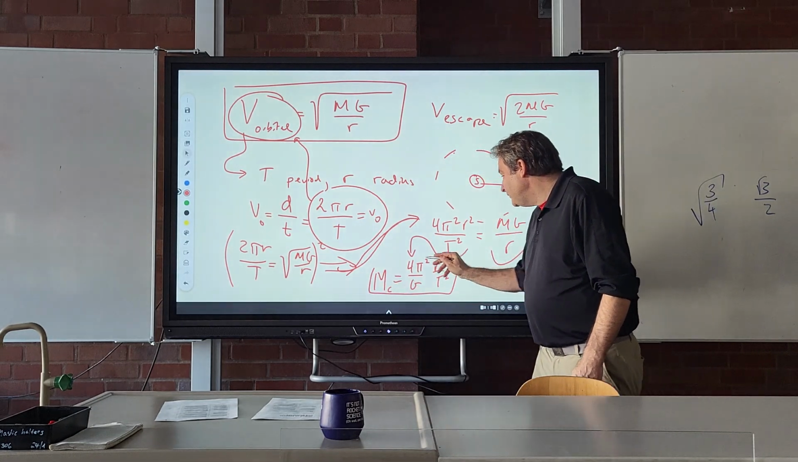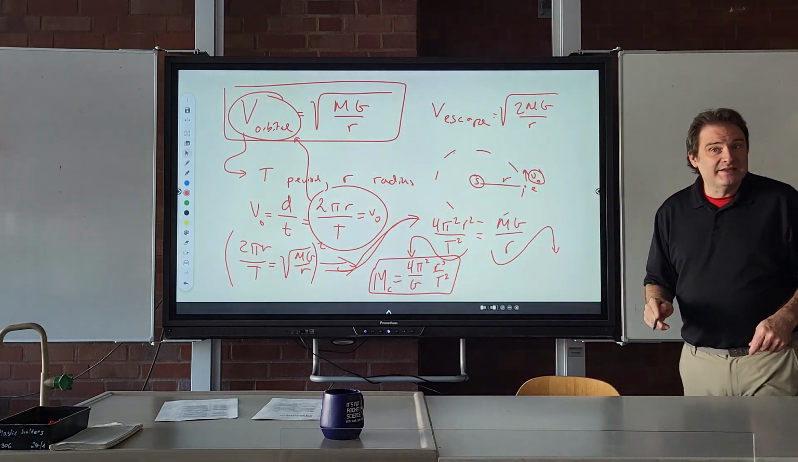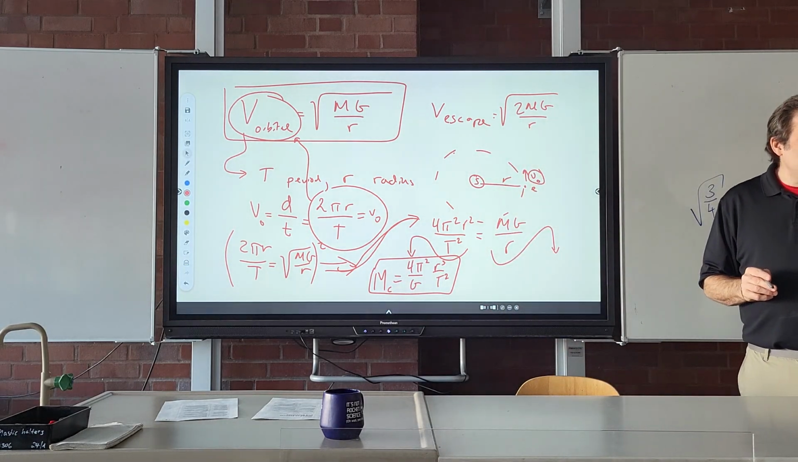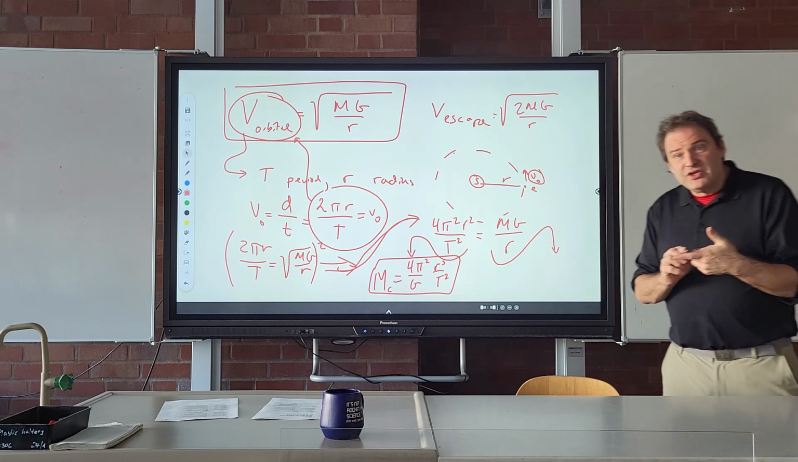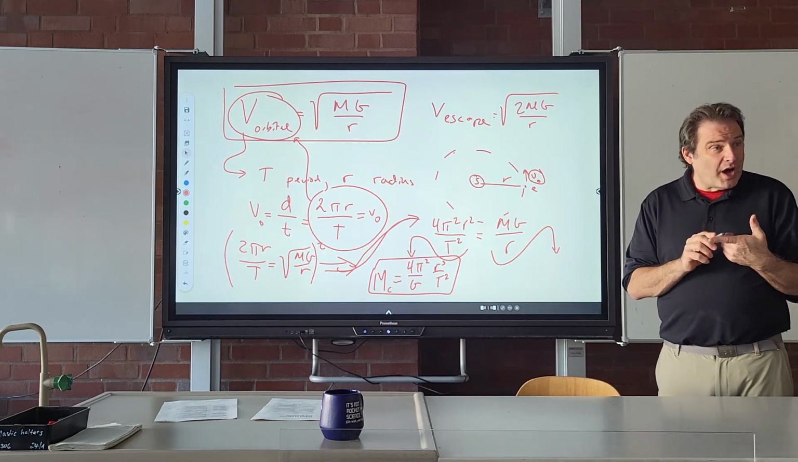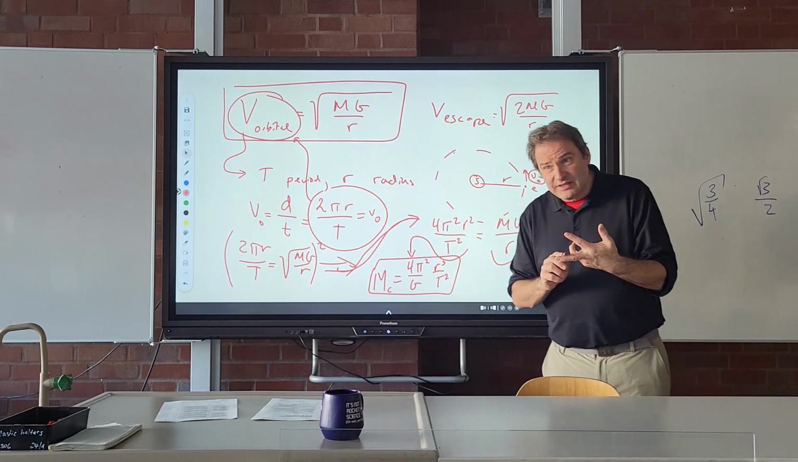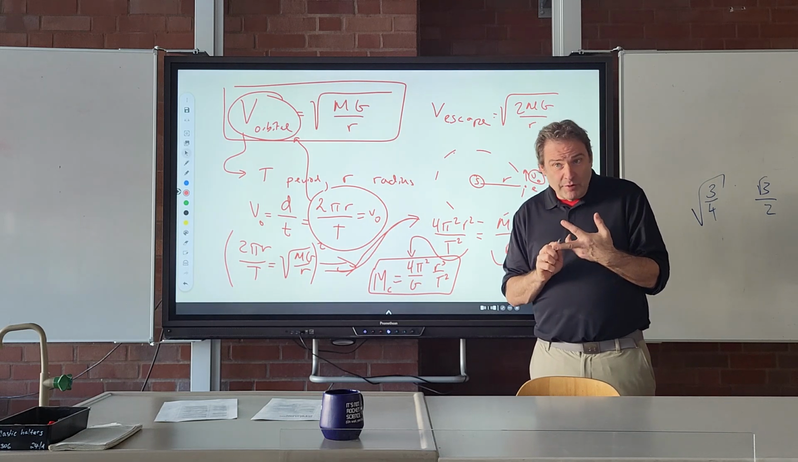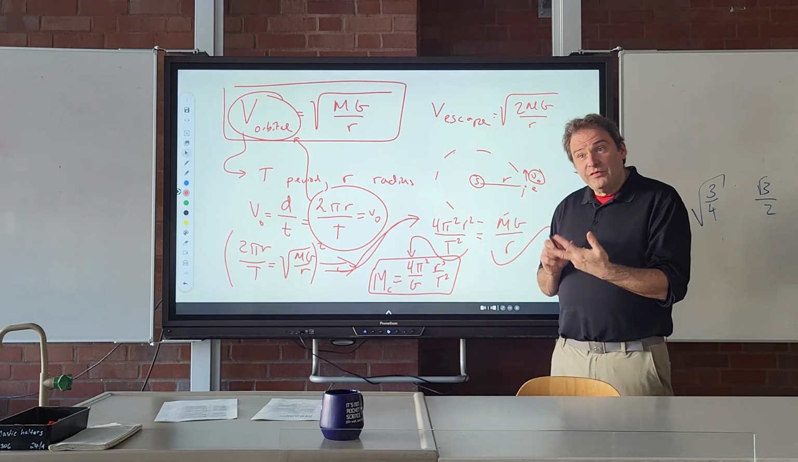And of course, if you're not geeked out by this, you're not paying attention, because this means that if we know the time an object spends orbiting a central body, and we know the distance that orbiting object is from the central body, we can figure out the mass of that.